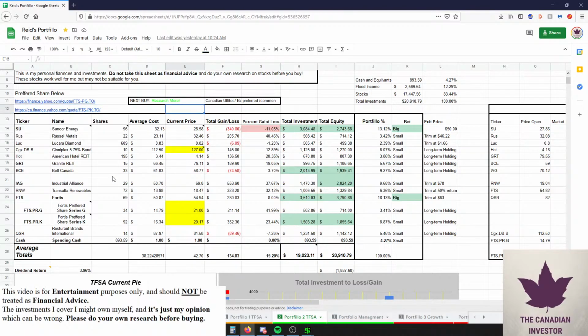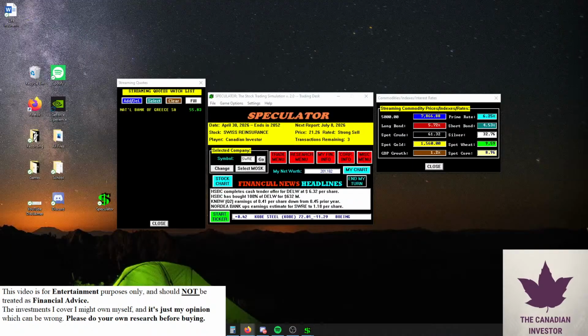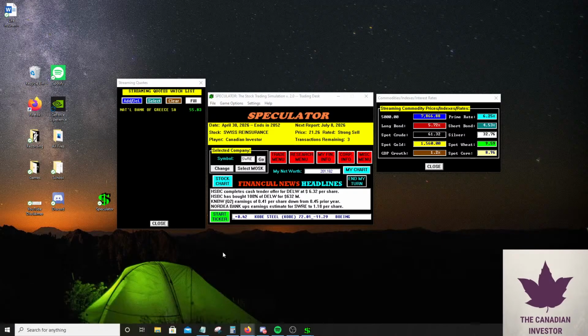maybe more bonds, but I bought a convertible bond at very, very low interest rates just because I wanted exposure to Cineplex stock, but I also wanted to receive income at the same time because Cineplex got rid of their dividend. So I found that kind of interesting. So going back to everything, we're going to go back to this game.